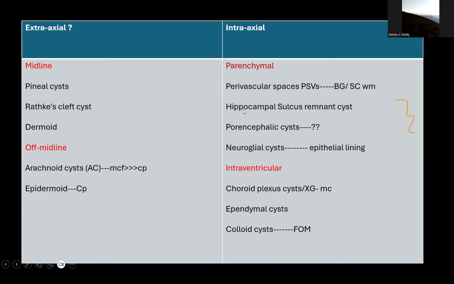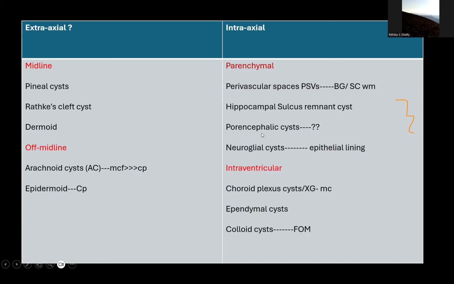Next is hippocampal sulcus remnant cyst, which is again identified on the basis of its location. It is medial to the temporal horn of the lateral ventricle. Next, most important cysts are porencephalic cyst and neuroglial cyst. Porencephalic cyst is the one which will be communicating with the ventricle, and neuroglial will have its own epithelial lining and it will not be communicating with the ventricle. This is how we differentiate porencephalic cyst from neuroglial cyst.